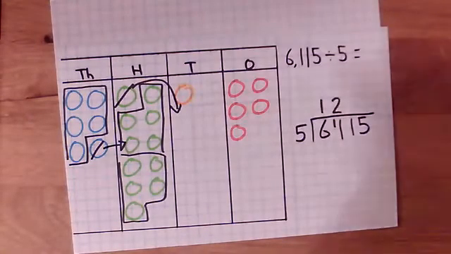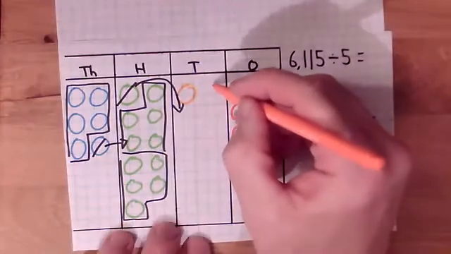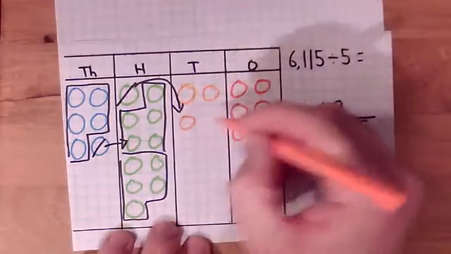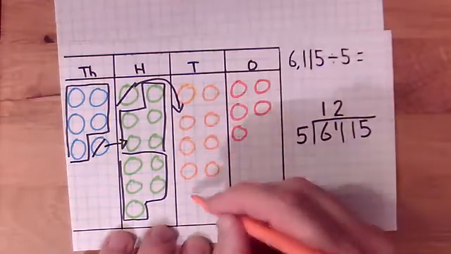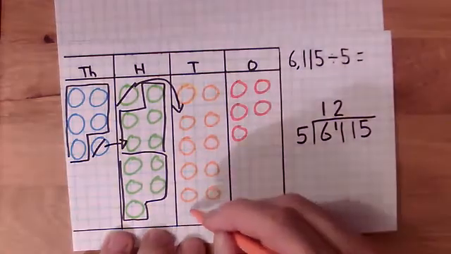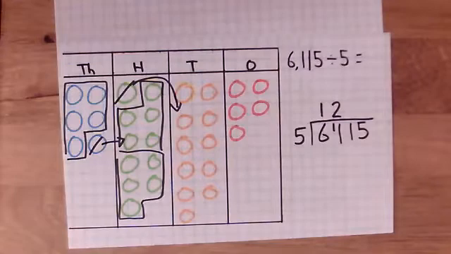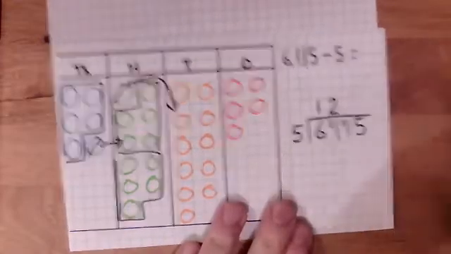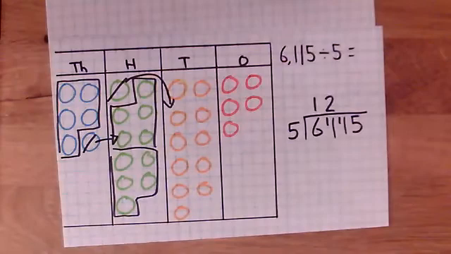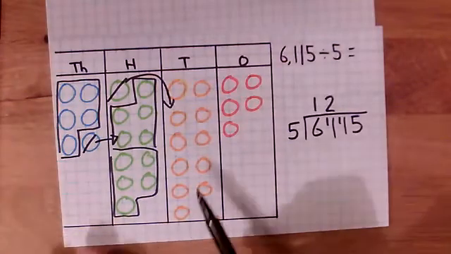I need to add an extra 10 10s. So 1, 2, 3, 4, 5, 6, 7, 8, 9, and 10. So I've now got 11 10s. So I need to show this again in my written method. That's going to go there. So I'm going to go back. I'm going to divide this by 5.